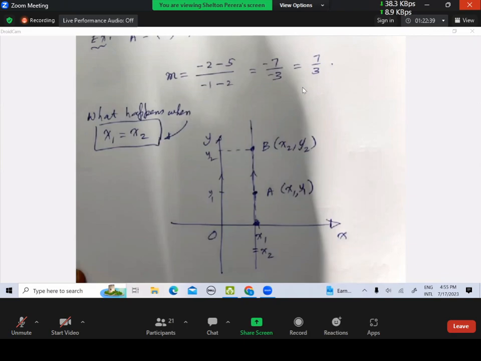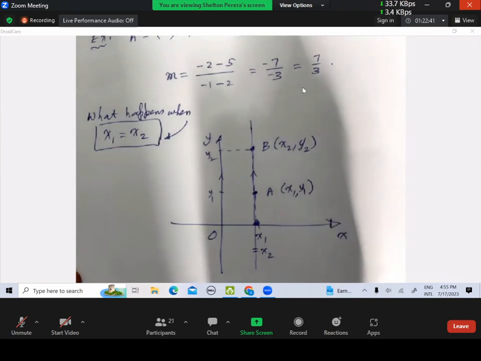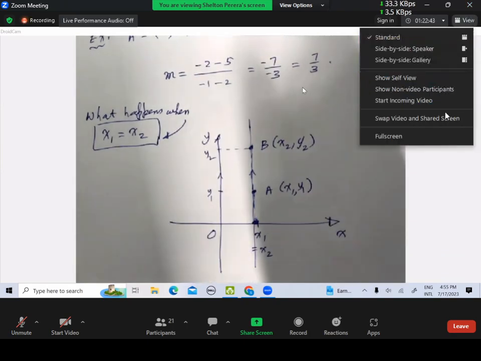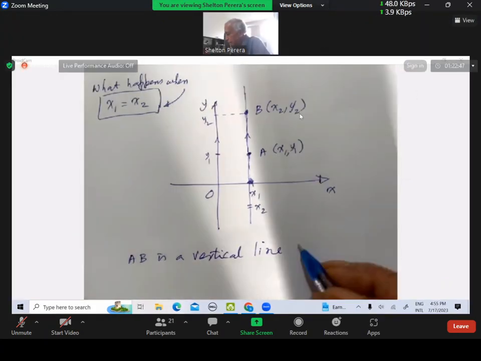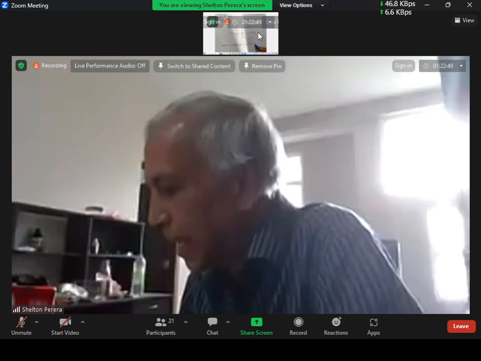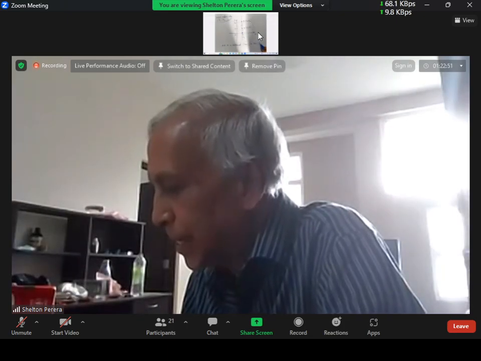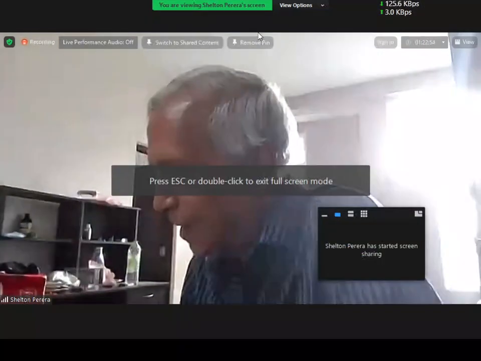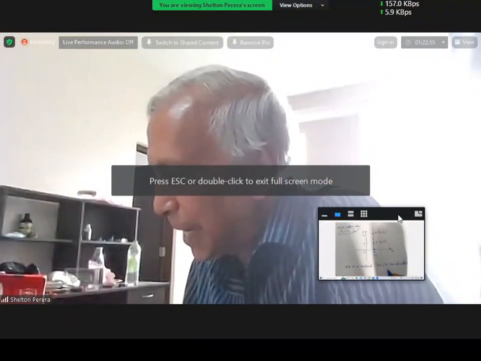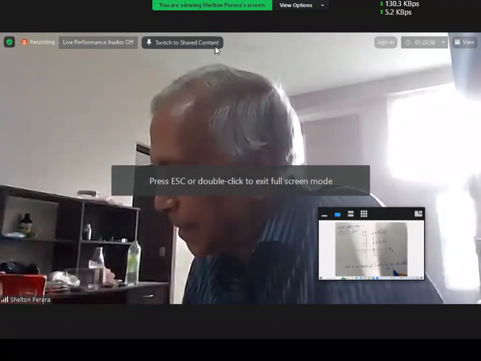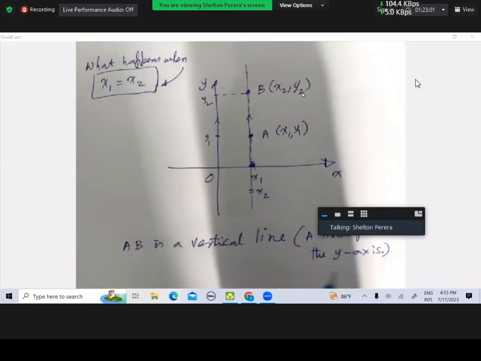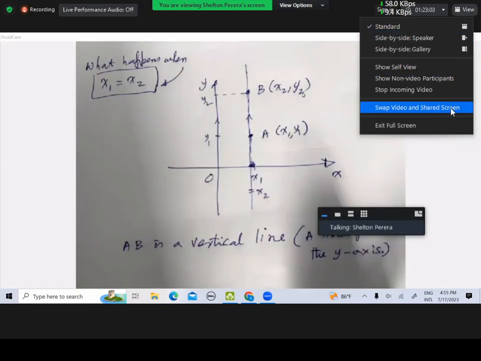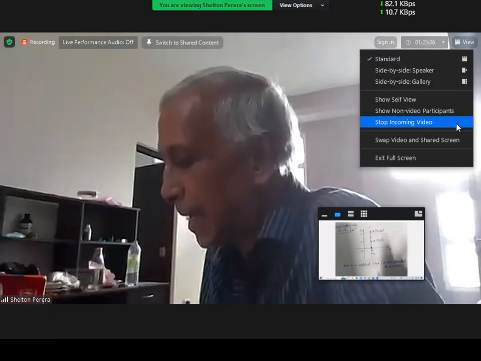Vertical. AB is a vertical line. What do you mean by vertical line? AB is a vertical line, meaning a line parallel to the y-axis. A line parallel to the x-axis, we say horizontal line. AB is a vertical line.